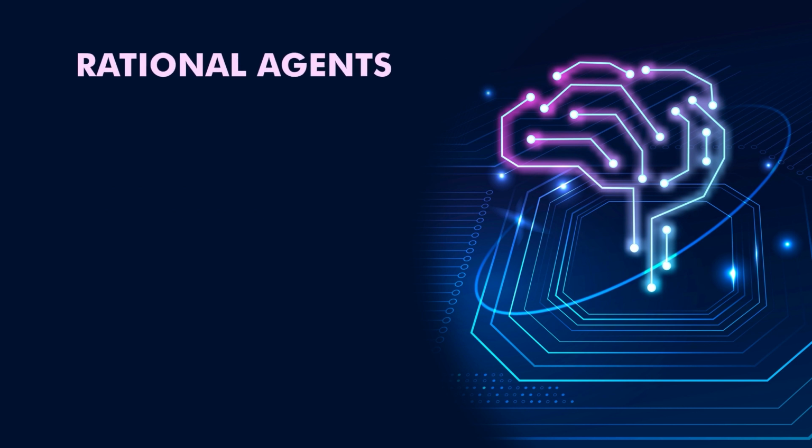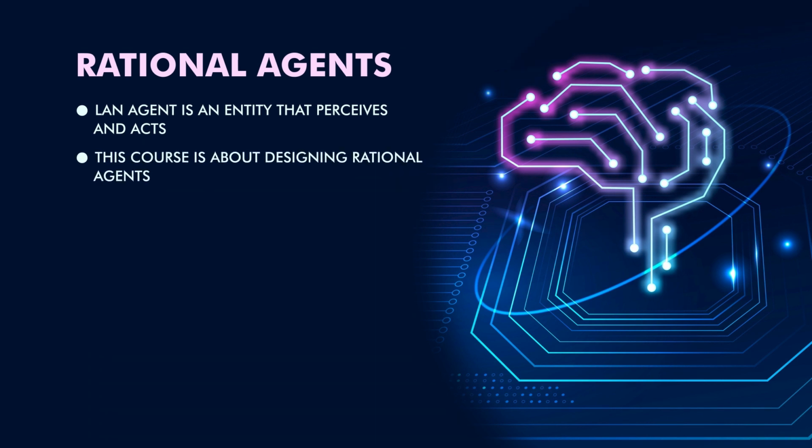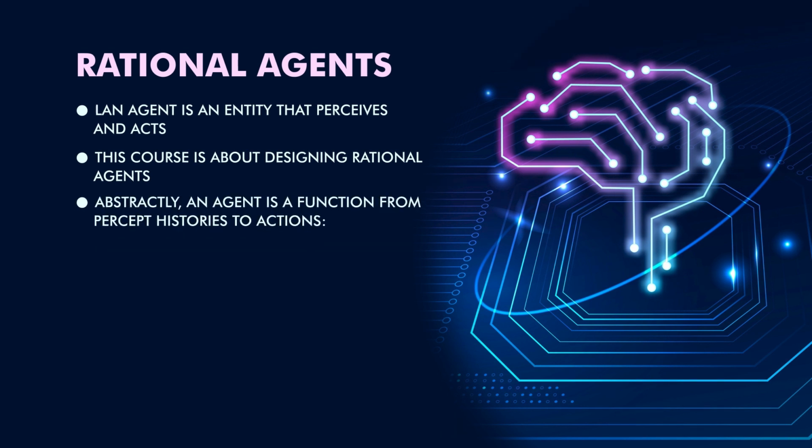So, rational agent. So, what is an agent? An agent is an entity that perceives and acts. The course is about designing rational agents. Abstractly, an agent is a function that maps percept histories to actions. Here we have one formula which describes a function from P to A.